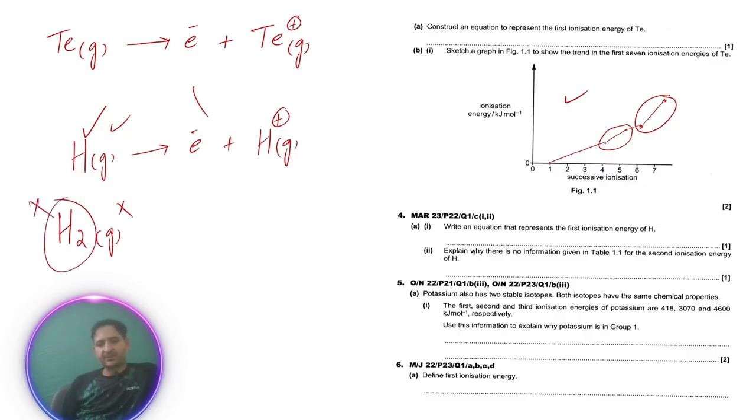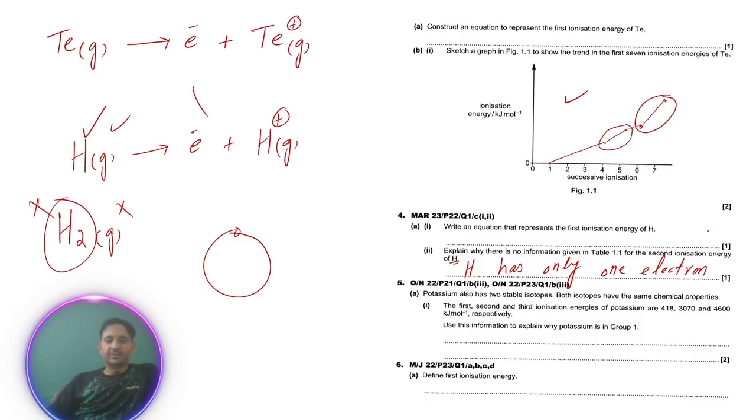Explain why there is no information given in table 1.1 for the second ionization energy of H. Hydrogen has only one electron. That is the reason there is no information for a second electron.